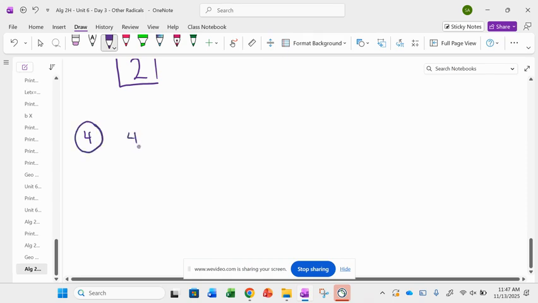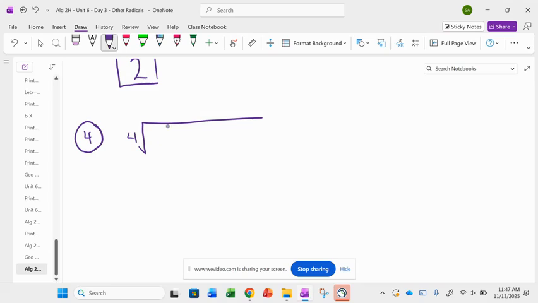Okay, now I have the 4th root of 48y to the 6th. So now I'm not looking for a group of 2 or a group of 3. I'm looking for a group of 4 of a kind. We want 4 of the same number.